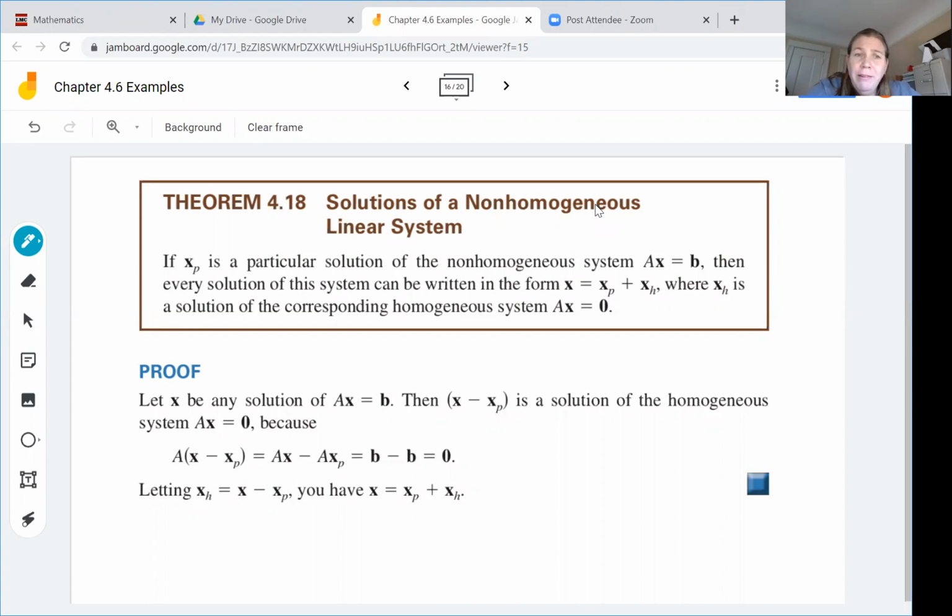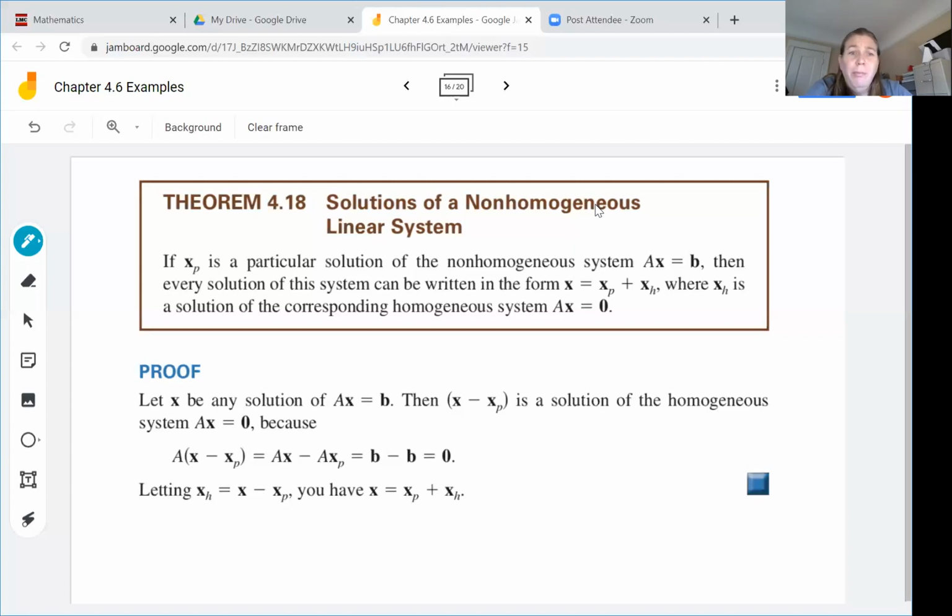If x sub p is a particular solution of the non-homogeneous system Ax equals b, then every solution of this system can be written in the form x equals the particular solution, x sub p, plus x sub h, where x sub h is a solution of the corresponding homogeneous system Ax equals 0. So what we're saying is every solution can be broken down into two parts that can be summed up: the solution to the corresponding homogeneous equation plus this part that's known as a particular solution.